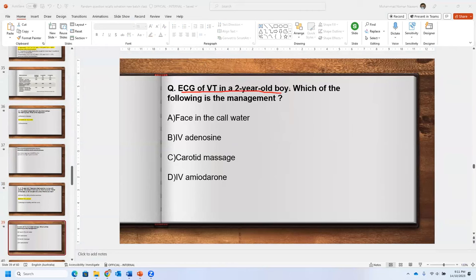ECG of a VT in a 2-year-old boy, which of the following is the management? So a ventricular tachycardia is happening in a 2-year-old baby. Face in the cold water, IV adenosine, carotid massage, or IV amiodarone.